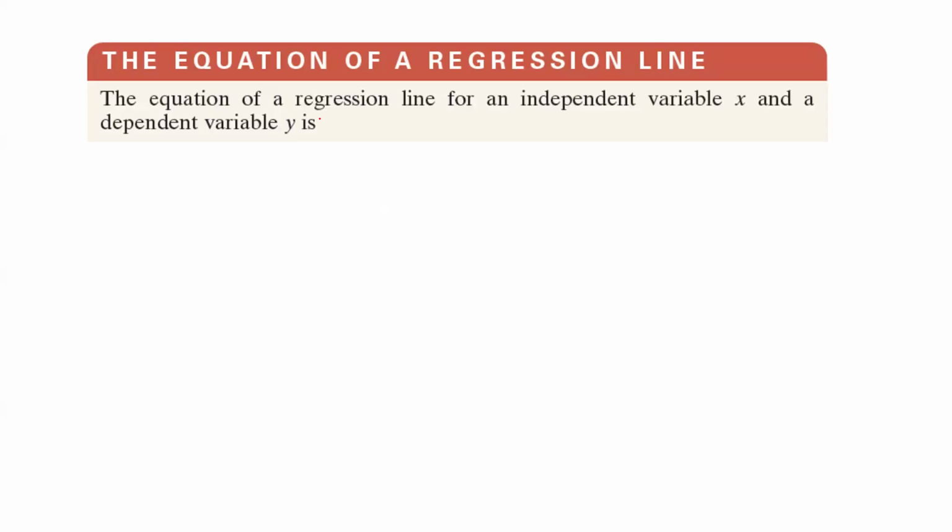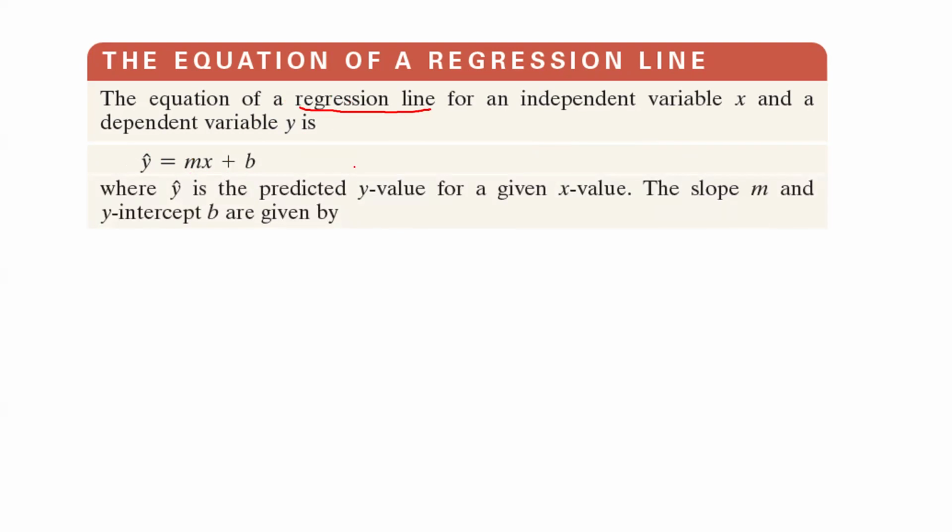First off, what is the formula to calculate the slope and y-intercept? The equation of a regression line can be written as y hat equals mx plus b. So when you see y hat, it means that it's referring to the regression line. Now, y hat is the predicted y value for a given x value. It's not necessarily the actual y. It is the predicted value.